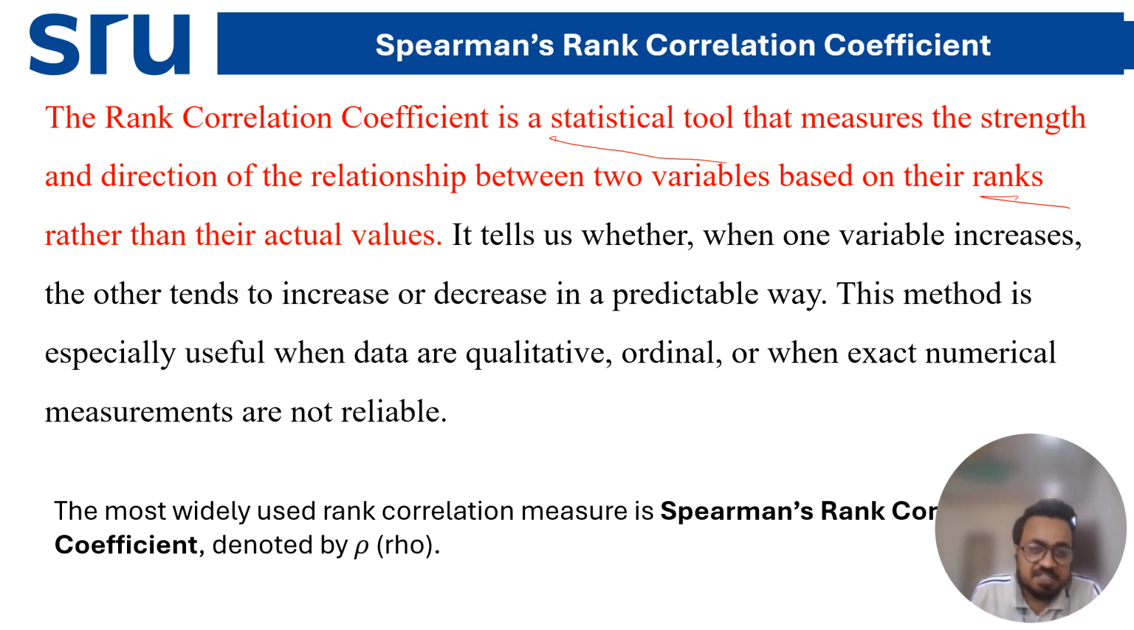This method is especially useful when the data are qualitative, ordinal, or when exact numerical measurements are not reliable. The most widely used rank correlation measure is the Spearman rank correlation coefficient, and we will denote it by rho. So we have got the definition of the Spearman rank correlation coefficient. Now we will discuss the range of the Spearman rank correlation coefficient.